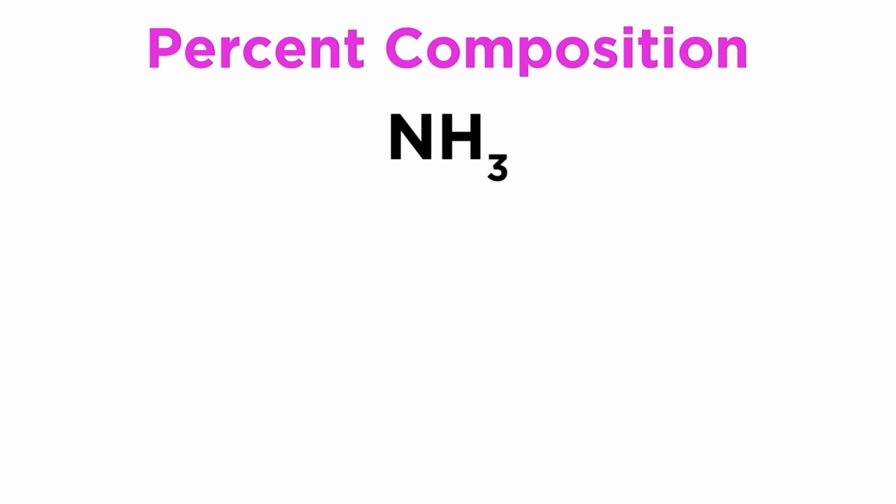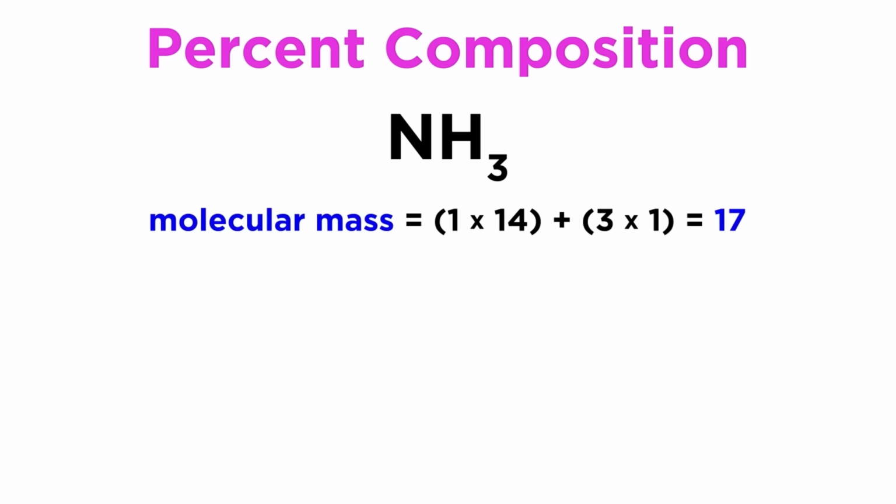Let's say we want to know the percent composition of ammonia. We know that ammonia has a molecular mass of 17 atomic mass units because the nitrogen atom has a mass of 14 atomic mass units and each hydrogen atom has a mass of 1 atomic mass unit, for a total of 17. We can simply calculate the mass of each element present in the compound over the total mass of the compound to get the percent composition of the compound. If one nitrogen atom is 14, then 14 over 17 will give us 0.82, which times 100 gives us 82%. This means that the nitrogen atom in ammonia represents 82% of the mass of the molecule.